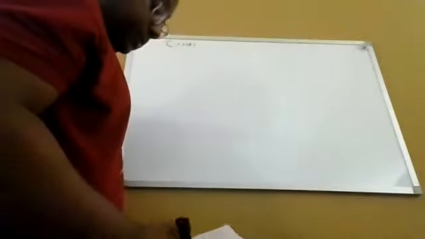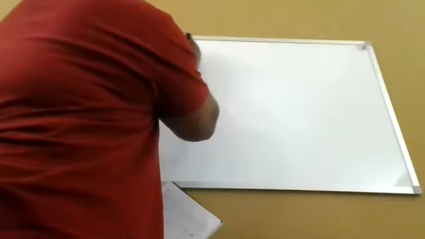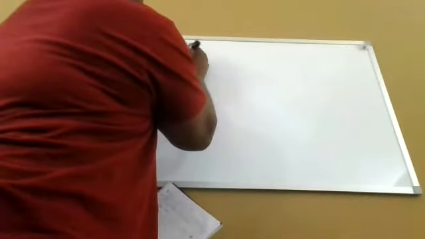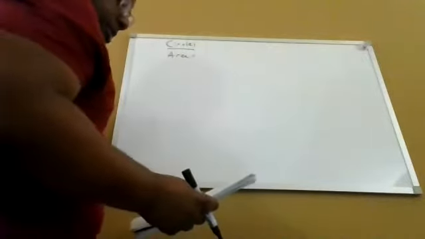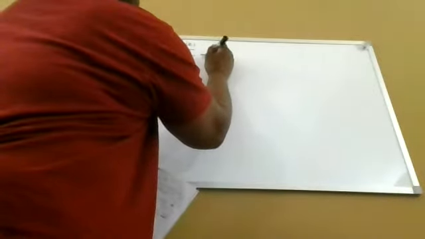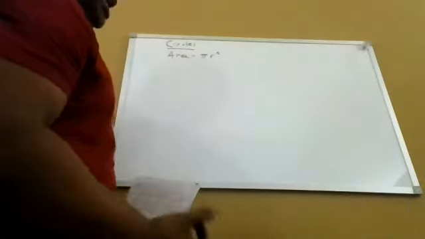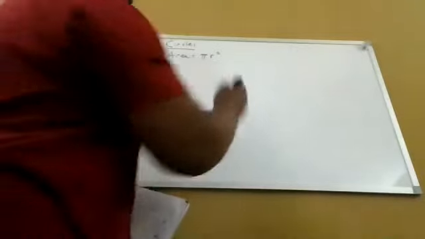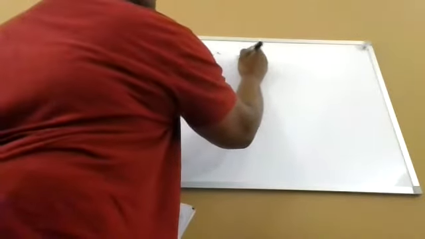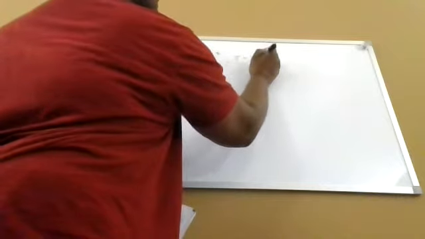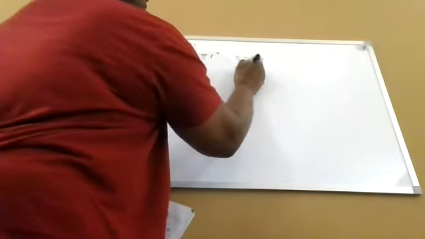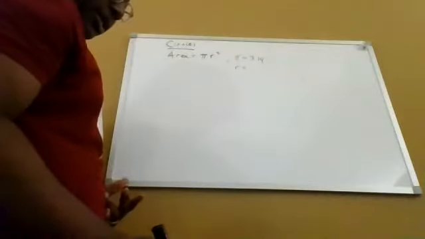So for circles, we're talking about the area, which is given by the formula pi times r squared, where pi has a value of 3.14, and r is the radius of the circle.